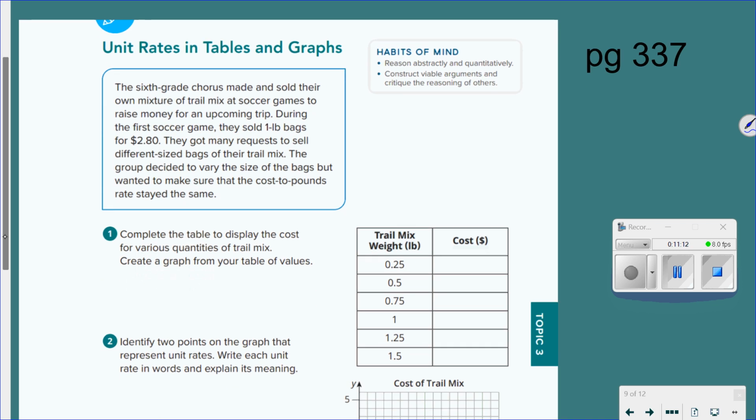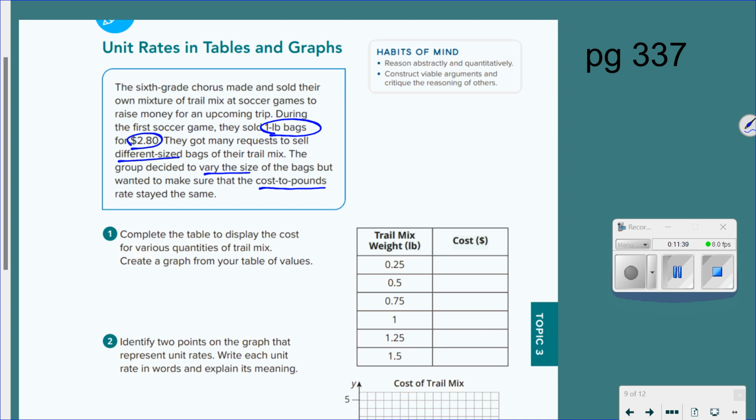On this one, the 6th grade chorus made and sold their own mixture of trail mix and soccer games to raise money. During the first soccer game, they sold 1-pound bags for $2.80. They got many requests to sell different sized bags of their trail mix. The group decided to vary the size of the bags, but wanted to make sure that the cost of pounds stayed the same. In other words, they weren't going to penalize someone for buying more or less.